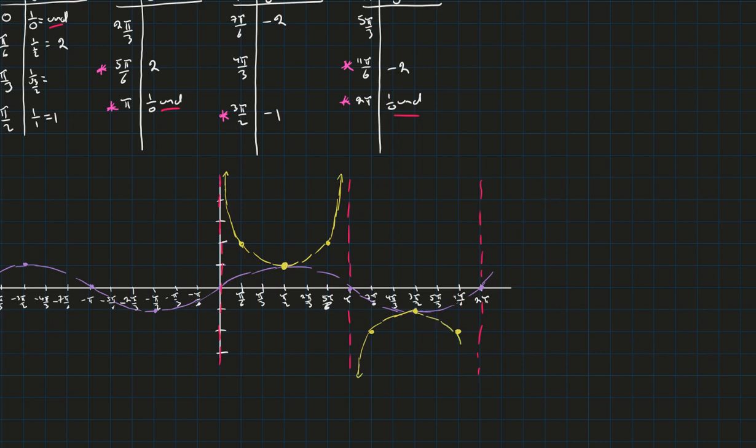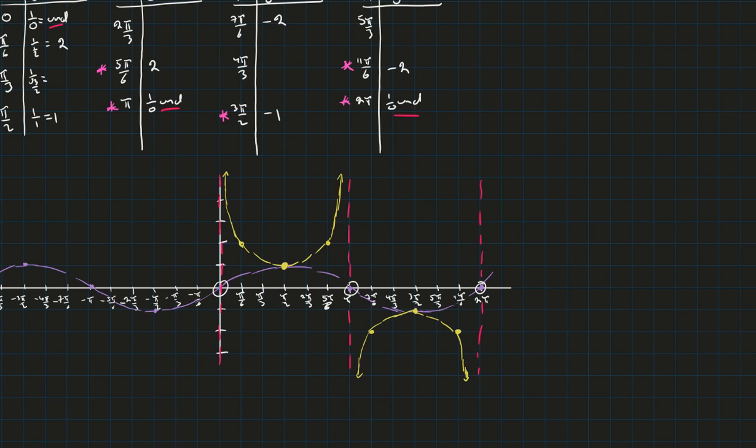So interesting. Now, why does this make sense? Well, what do you see over here? Well, clearly, I'm starting to see some stuff happen. I'm starting to see that at any of the x-intercepts for the sine graph, there's an asymptote. That kind of makes sense, right? Because sine is 0 and cosecant is 1 over 0. That's clearly cosecant cannot exist at those x-intercepts. So that is why those vertical asymptotes are there.